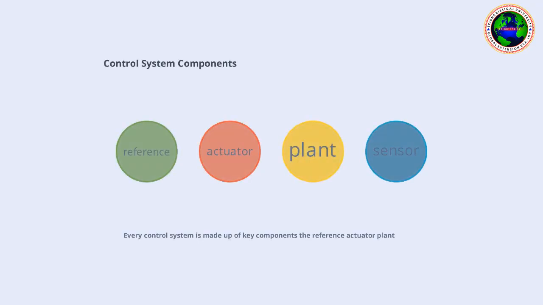Every control system is made up of key components: the reference, actuator, plant, and sensor. Each plays a vital role in ensuring the system works as intended. Understanding these components is crucial for anyone studying or working with control systems.